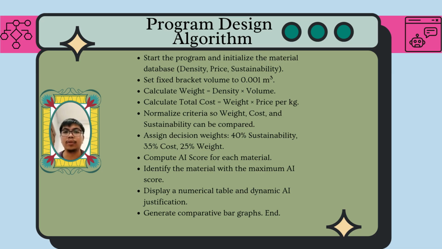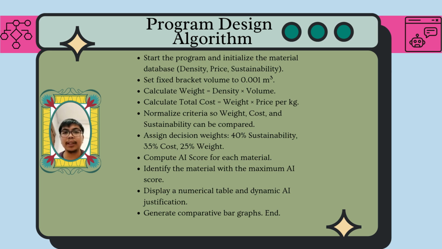Now, for the algorithm. Our algorithm executes a structured 5-step optimization process. First, we select 3 materials that represent extreme engineering profiles to test our system: structural steel, titanium grade 5, and EcoBrass. Second, we establish our fixed design constraints. For this specific roller bracket, the volume is locked at exactly 0.001 cubic meters. Third, the algorithm computes physical mass and resulting material cost.